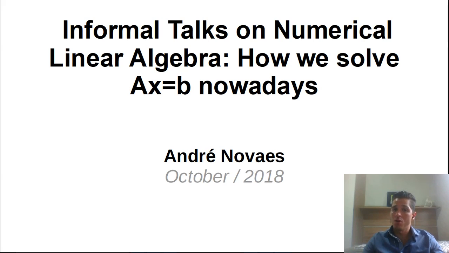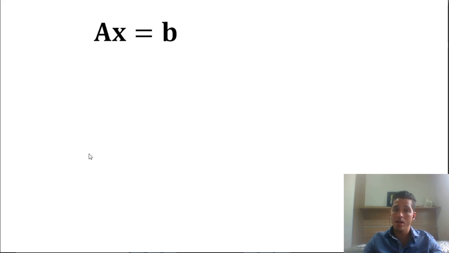In this informal talk on numerical linear algebra, we're going to see how we solve Ax equals b nowadays. In the first video, we have seen why solving Ax equals b is so important. Ax equals b, the fundamental problem of linear algebra. And we also have seen what the typical A looks like nowadays in applications.